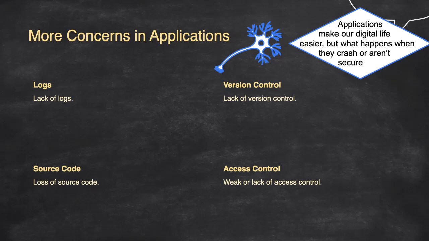Friends, weak or absent access control mechanisms pose significant risks as they allow unauthorized users to gain access to sensitive information or critical system functions. So without proper access control, users may have more privileges than necessary, leading to potential data breaches, misuse of resources, or accidental system changes. Friends, weak access control can also make it difficult to track and audit user actions, reducing accountability.